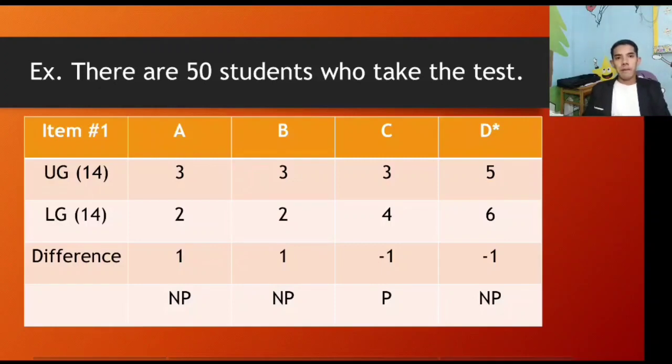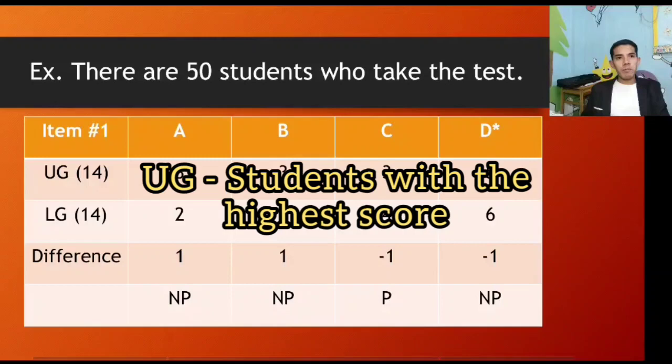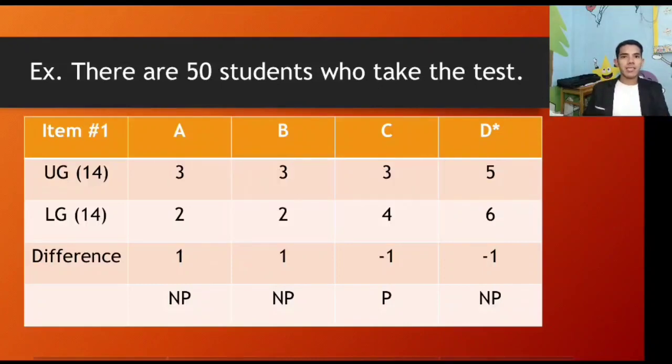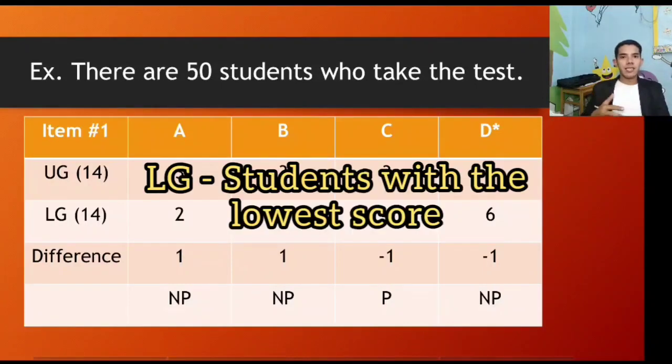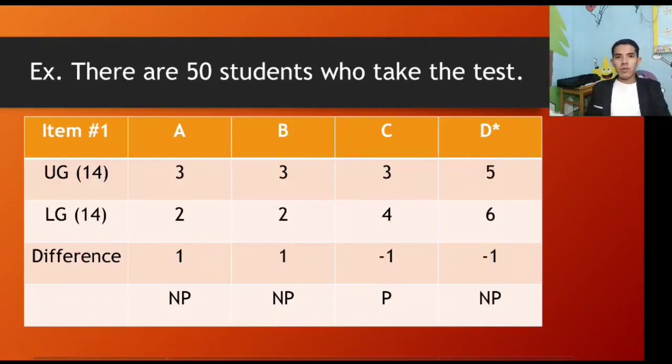Diba? So, the upper group na tinatawag, these are the students who got the highest scores from the test, and the lower group, or LG, are those students who got the lowest scores. Okay? So, the rest, yung 46% na estudyante na nasa middle ng upper group and lower group, hindi natin sila papakialaman. Meron lang tayong pake dun sa upper group and lower group.